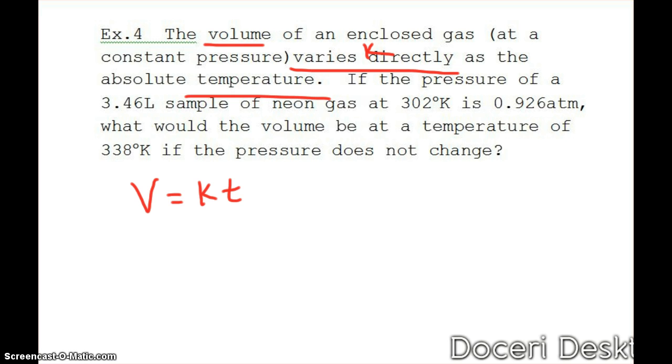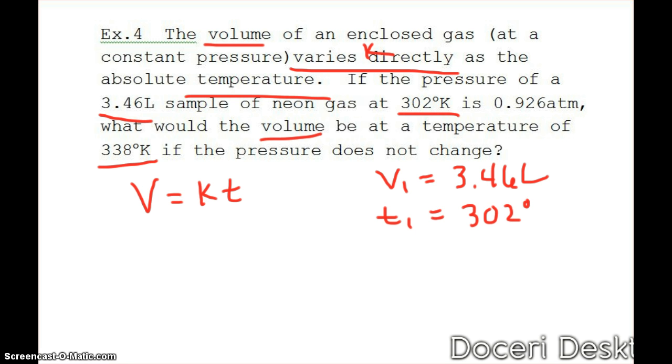It says if the pressure of a 3.46 liter sample of gas at 302 degrees Kelvin. So we really just need the volume and the temperature here, and it says what would the volume be if the temperature is this. So we have volume 1 is 3.46 liters and temperature 1 is 302 degrees Kelvin. We want to find out what the volume would be, so that's our unknown, if the second temperature is 338 degrees Kelvin.